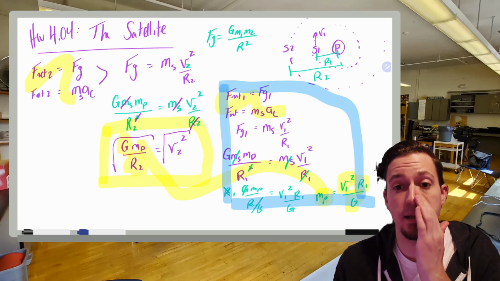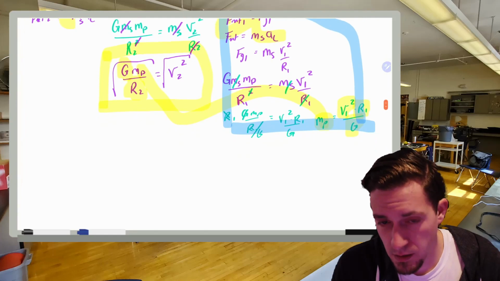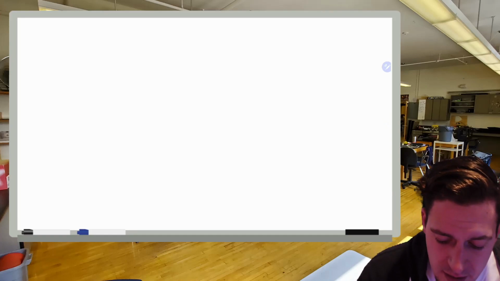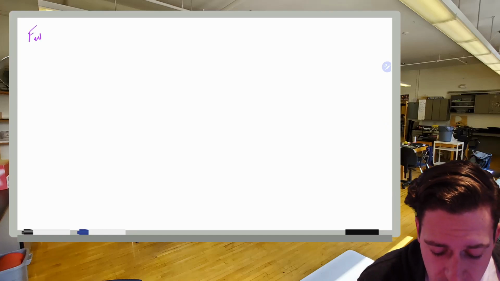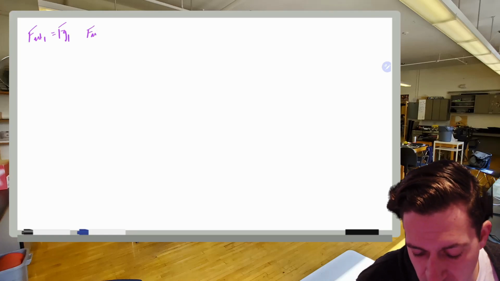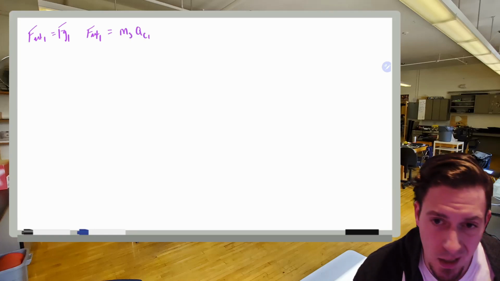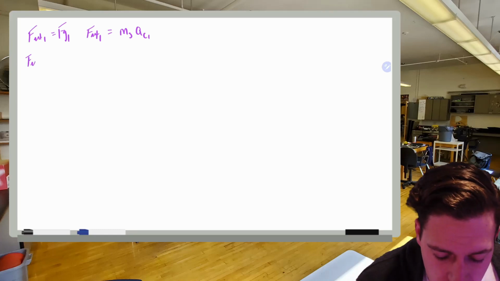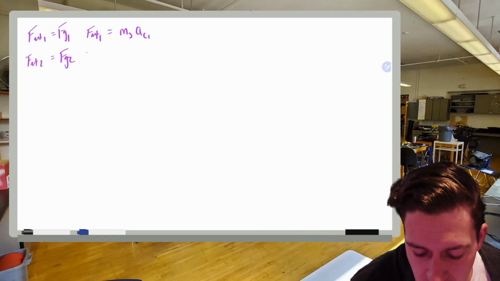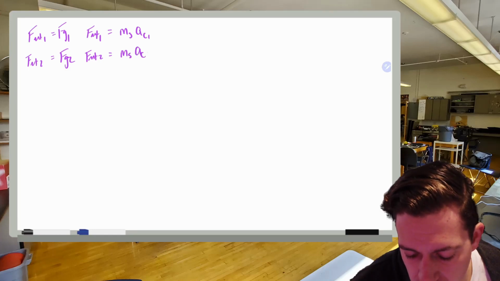You'll see I'm at 9 minutes doing this, and that's me, so I'm going to take a bit of time here. So let's think. Let's go back to the original scenario. It's still true for both of them that FNet1 is FG1, and FNet1 would be mass of the satellite times AC1. But it's also true that FNet2 is FG2, the force of gravity on the second satellite. So FNet2 is mass of the satellite times AC2.